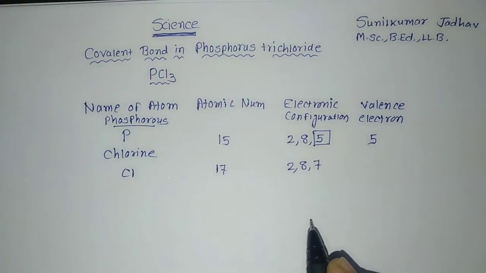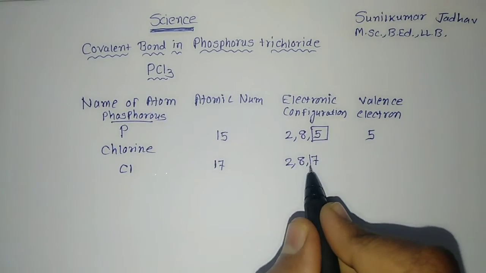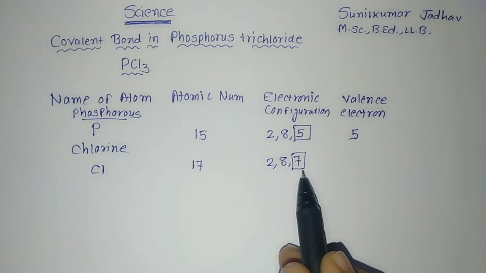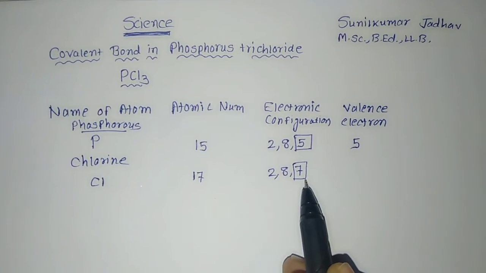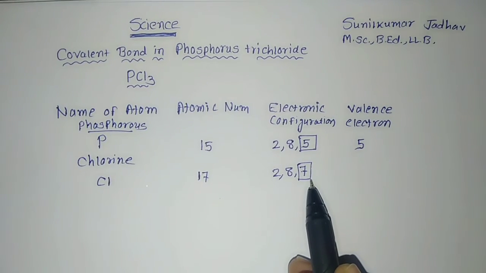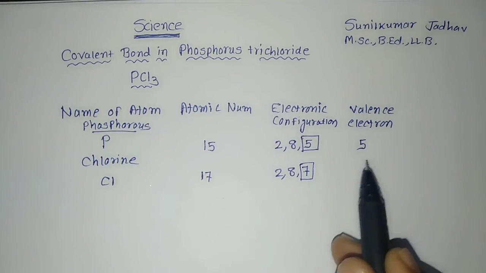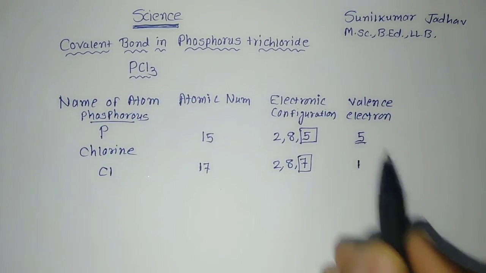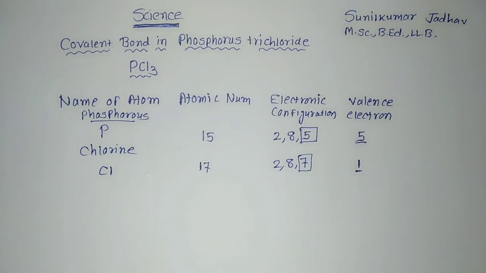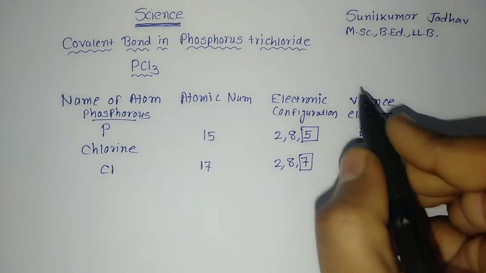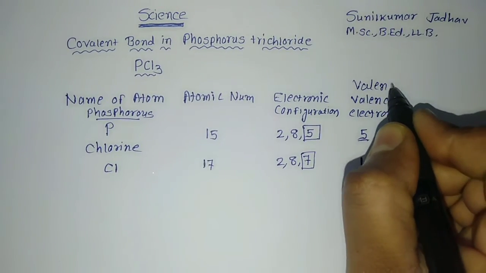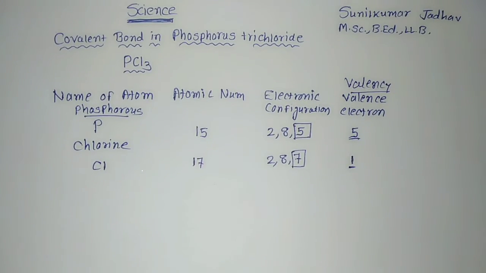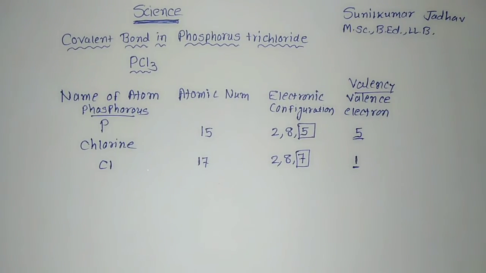It is 5. But here in chlorine you can see there are 7 electrons in the outermost orbit, and it is easy to gain 1 electron to complete its octet of 8, or by making one covalent bond. So its valency will be 1. For phosphorus, the valence electrons are 5, and in chlorine it is 1. Whatever the valence electrons, or we can call it valency, that is 5 and this is 1. Now let us show the electron dot structure and we'll try to find out how the covalent bond forms.